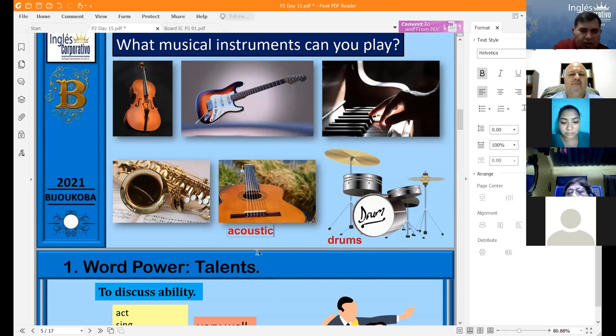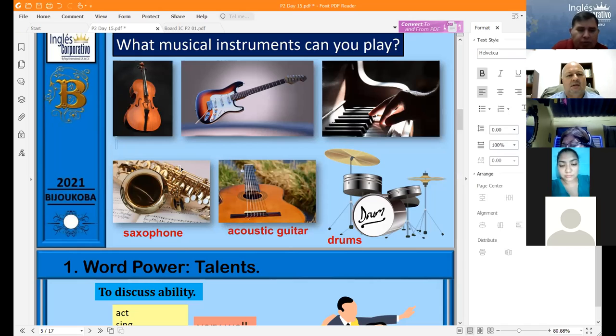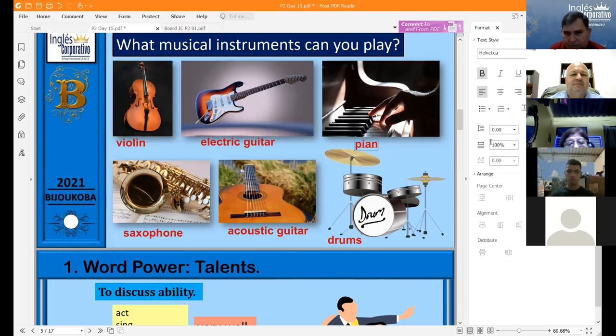Acoustic guitar. This is a saxophone. And this is a cello. But for this one, we're going to say that it's a violin. Okay. Acoustic guitar, and this is an electric guitar. And this one is a piano. Okay, what other instruments are not here?